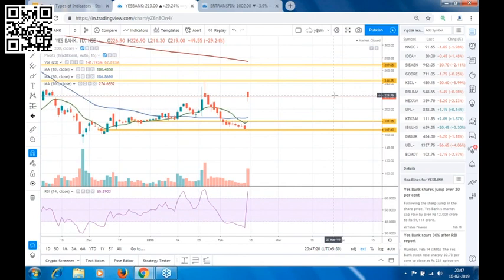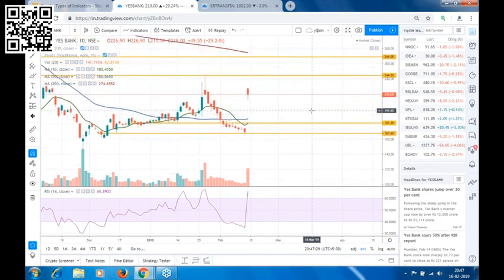If possible, take a screenshot, like I have marked the levels, the entry levels and everything. Take a screenshot and post it on the Telegram channel, so that you guys can learn from each other a lot. But I don't see you guys interacting with each other on the Telegram channel. So I want each one of you to do your research and post it on the Telegram channel. If possible, take a screenshot and post it.